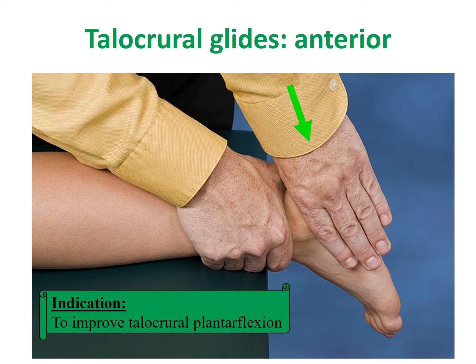Talocrural anterior glides are used for plantar flexion. In this case, the patient is prone, the foot is over the edge of the table, the clinician stabilizes the distal leg, and the web space of the clinician's hand contacts the posterior aspect of the calcaneus. Notice how the forearm is aligned with the direction of the mobilization, and the mobilizing hand will create an anteriorly directed force through the calcaneus, which mobilizes the talus as well in the anterior direction to facilitate plantar flexion.